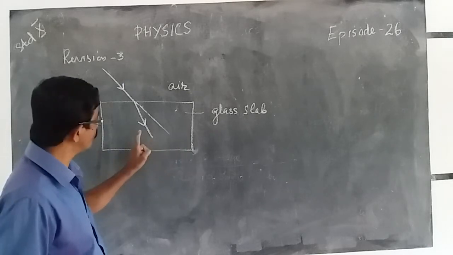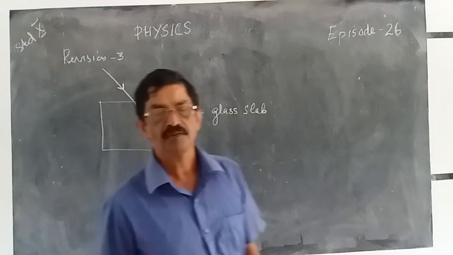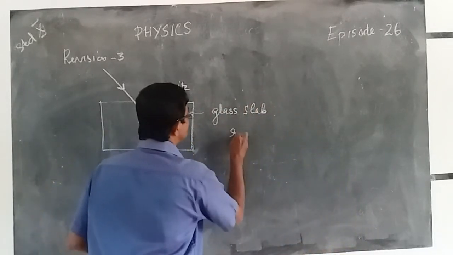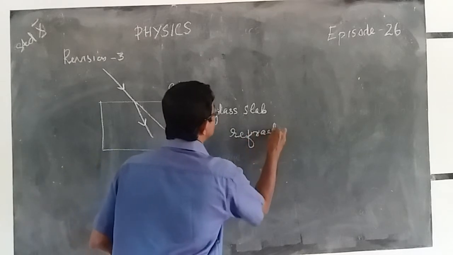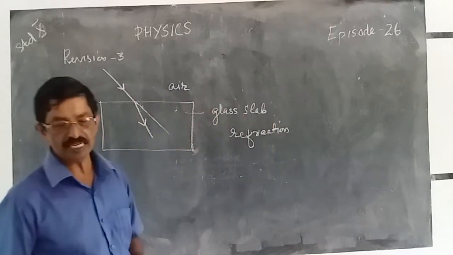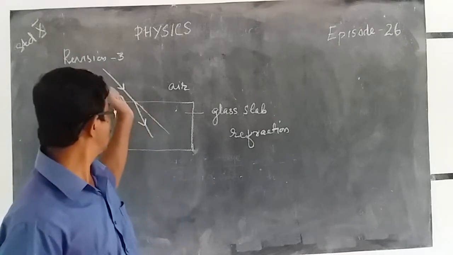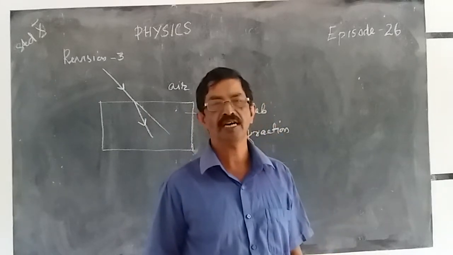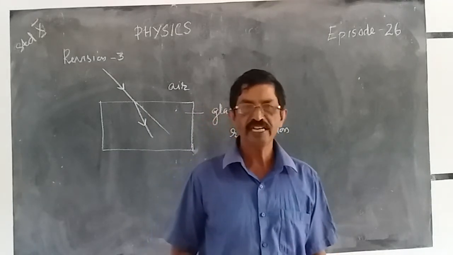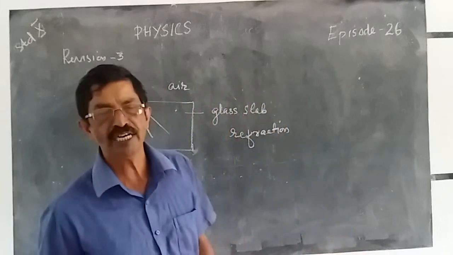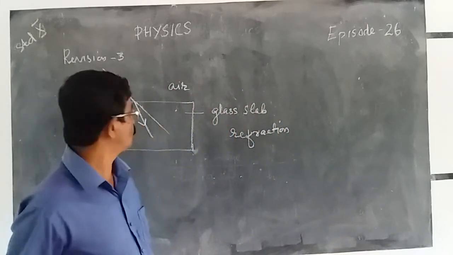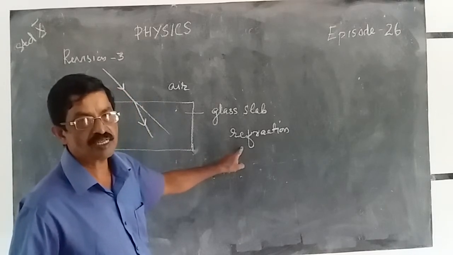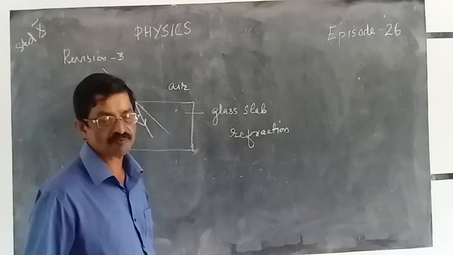And this phenomenon is called what? Refraction. That is the term: refraction. That means deviating or bending of light rays from their original path when they travel from one transparent medium to another transparent medium, and that is called refraction.